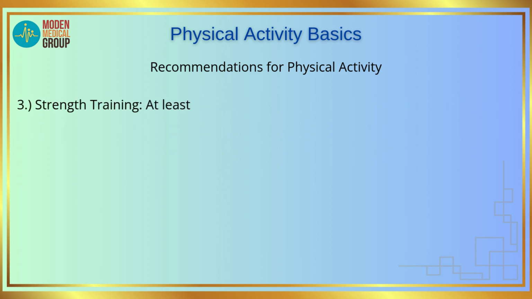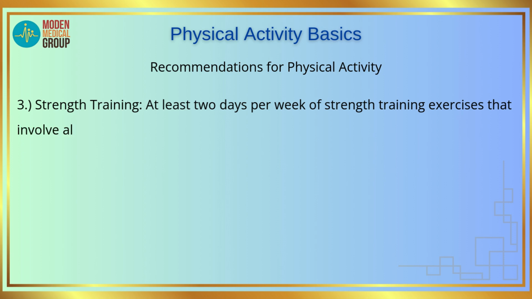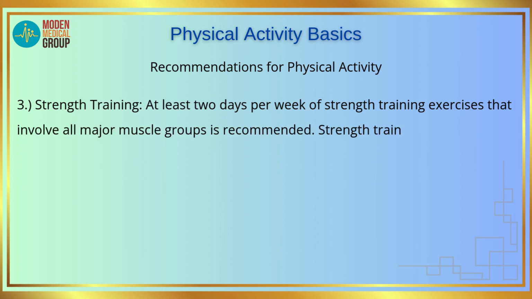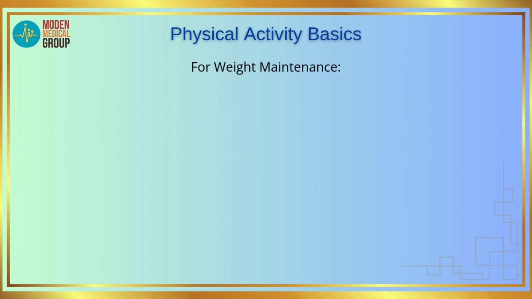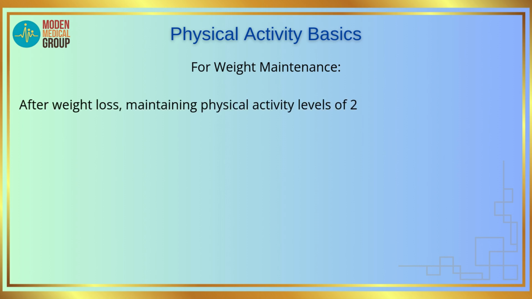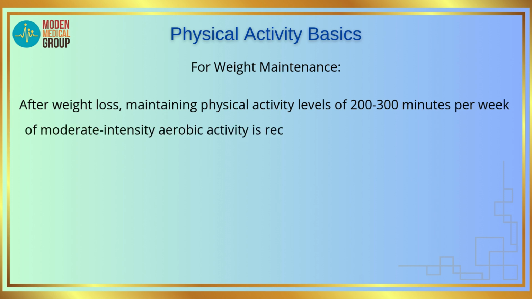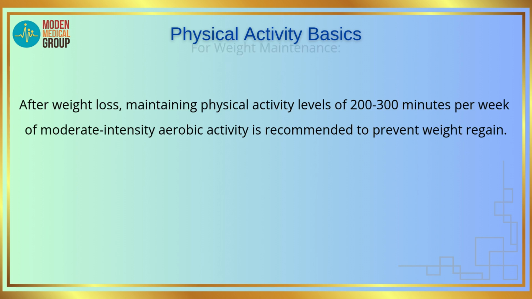3. Strength training. At least 2 days per week of strength training exercises that involve all major muscle groups is recommended. Strength training helps preserve muscle mass during weight loss and increases resting metabolic rate. For weight maintenance, after weight loss, maintaining physical activity levels of 200 to 300 minutes per week of moderate intensity aerobic activity is recommended to prevent weight regain.